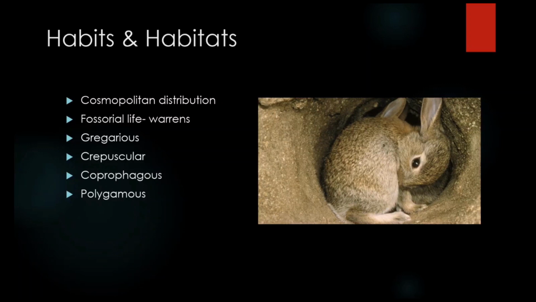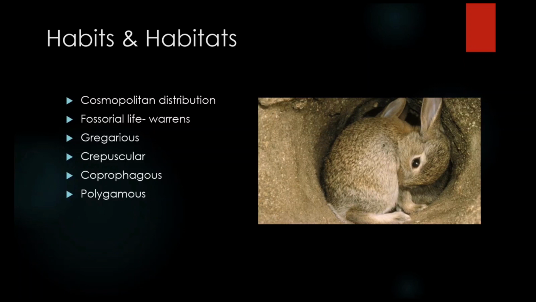Next important feature is crepuscular habit. They are active primarily during twilight conditions. And rabbits resort to refection or coprophagy by eating their soft night droppings without any mastication.